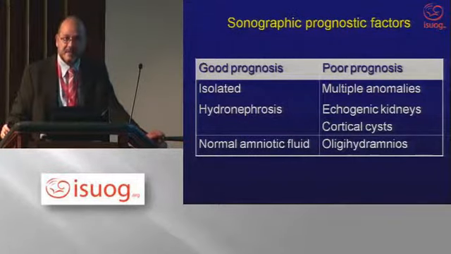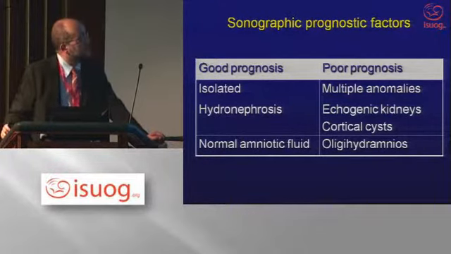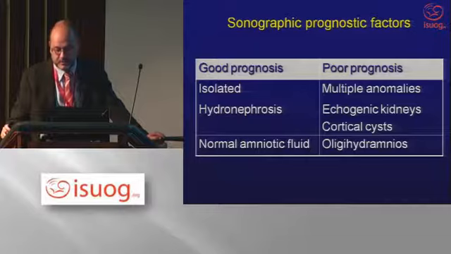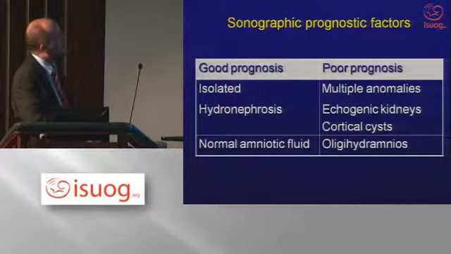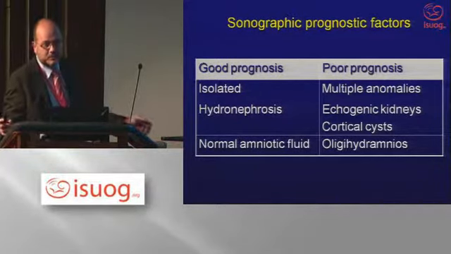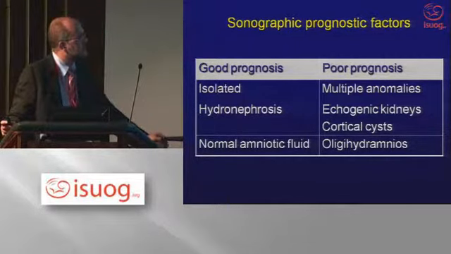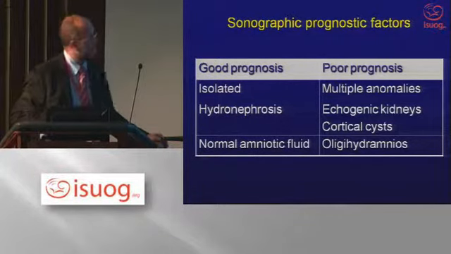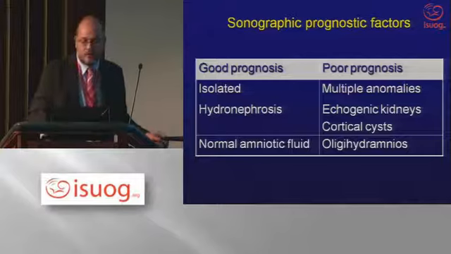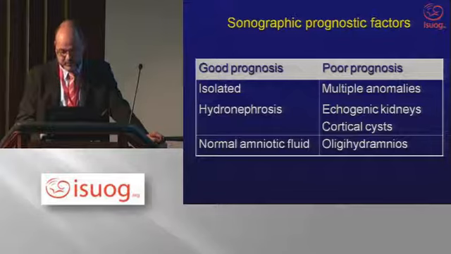So is there a way then, antenatally, to find out whether the baby is going to have a good prognosis or not such a good prognosis? The data aren't very strong, but obviously if the condition is isolated, then that's a good prognostic factor. If there is hydronephrosis, then that's a good prognostic factor rather than having echogenic kidneys or cortical cysts, and I'll show you some pictures of that. And obviously, oligo or anhydramnios is a very poor prognostic indicator and almost always catastrophic.